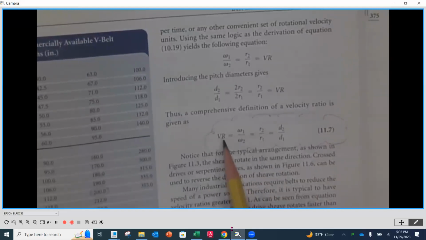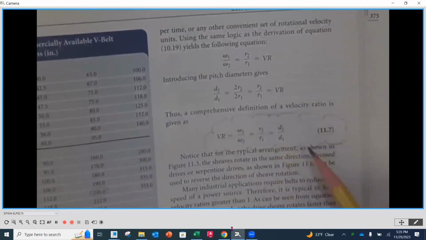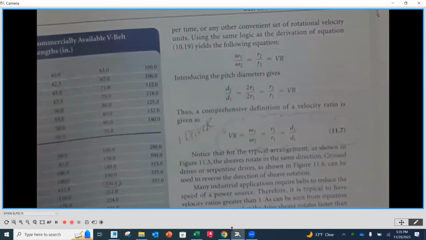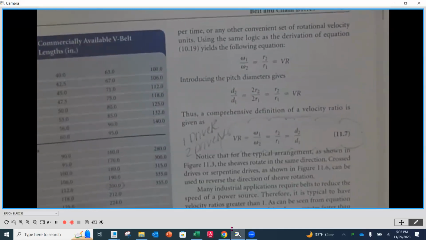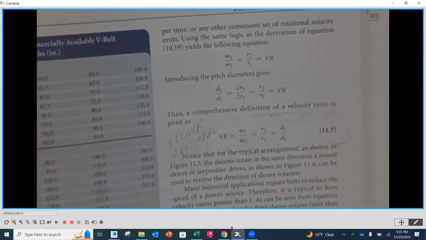So velocity ratio VR is going to be equal to, now the ones are going to be the driver, and that's going to be the faster moving pulley, or the pinion like we had on our gears. The twos are going to be driven, and I'm going to go capital N there. So driver is going to be the faster moving one like the pinion, and driven is going to be the slower moving one like the gear.